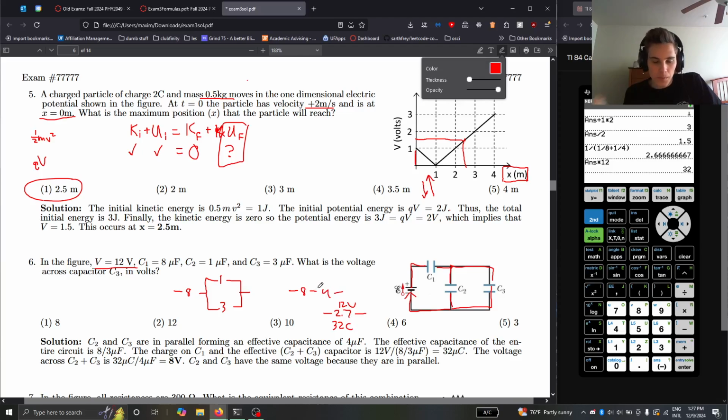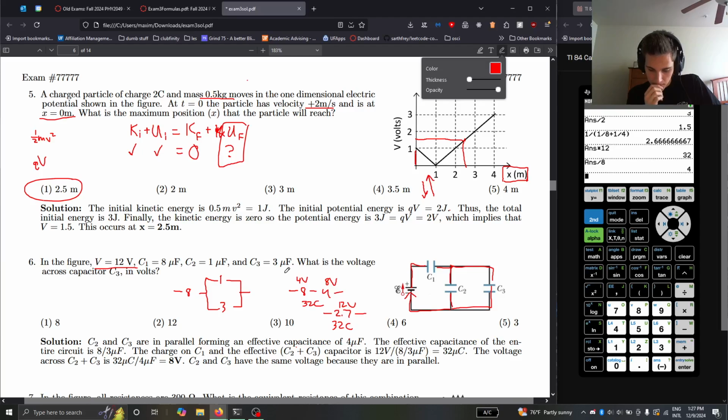When this is split up, the voltage is split up, right? So both of these still have the same charge, but the voltage is split. So we can divide this by 8 to get the 4 volts that went here, and there's 8 volts that have gone here. Is that correct? Does that check out?